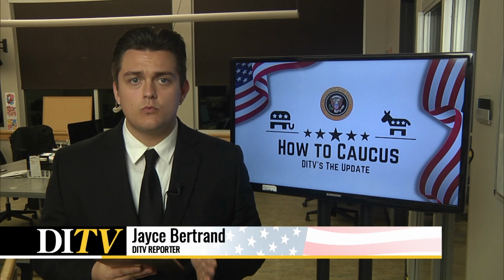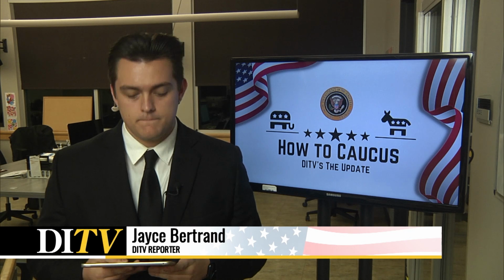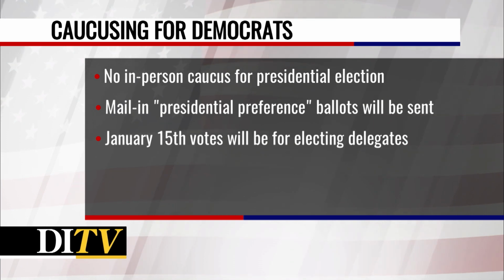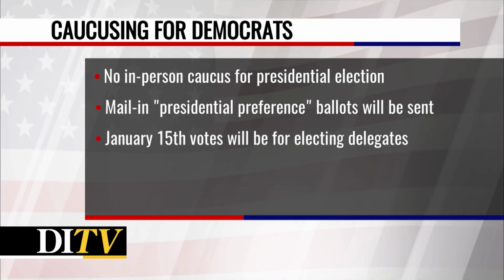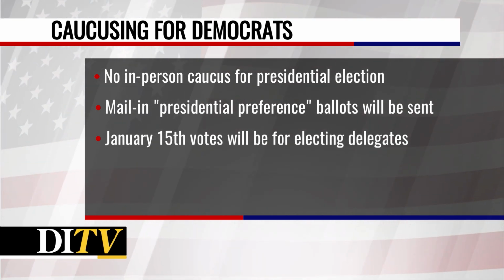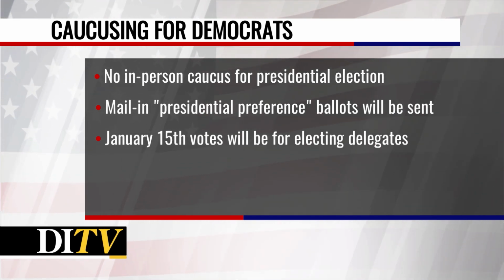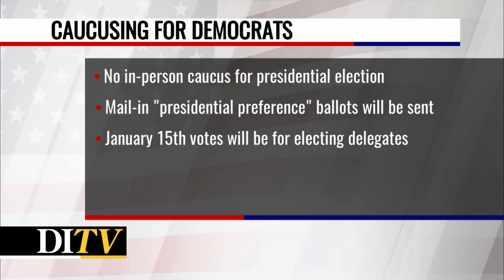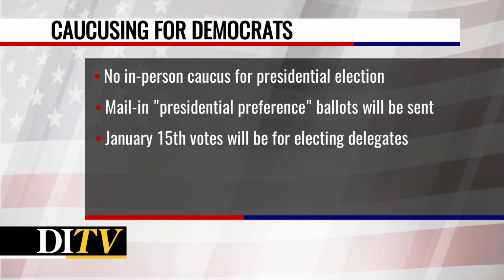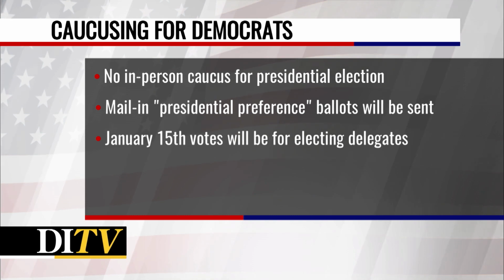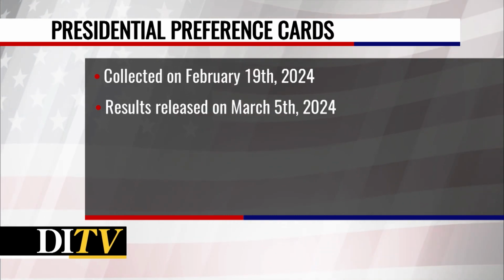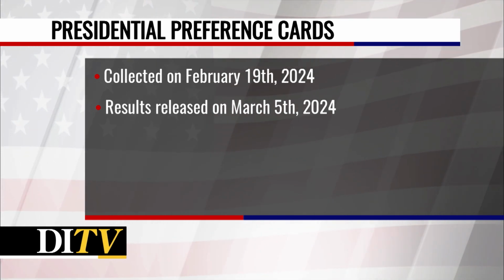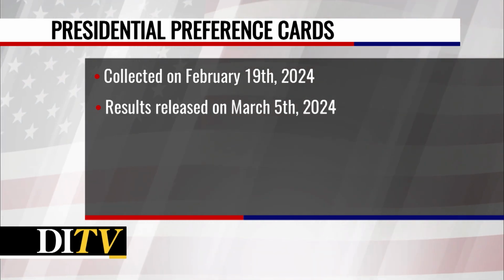Now, the caucusing process will look different for voters depending on the party. Because the Democratic Party currently holds the executive branch, they will not be holding in-person caucuses for the presidential election. Instead, mail-in presidential preference ballots can be requested from the Iowa Democrats website. The Democratic caucus on January 15th will not be for the presidential election. These in-person votes will instead be focused on electing delegates and committee members for future conventions. The presidential preference cards will be collected on February 19th, 2024, and results will be released on March 5th, 2024, ahead of the Democratic primary.